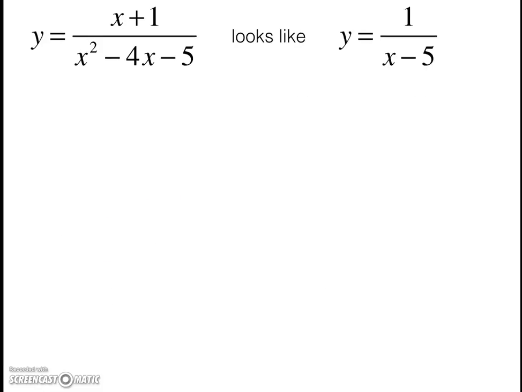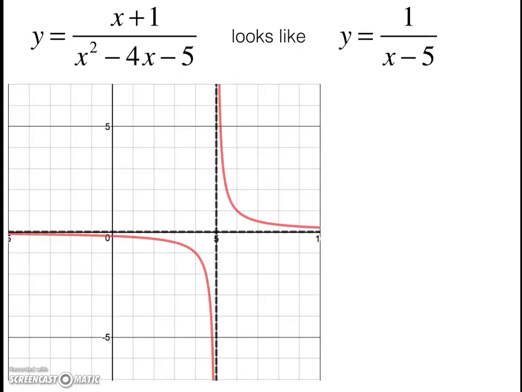These two graphs are going to be almost identical. So the way we start off is with the simplified version of the function. We're going to graph y equals 1 over x minus 5. The only thing different between y equals 1 over x minus 5 and x plus 1 over x squared minus 4x minus 5 is there's a hole at x equals -1.